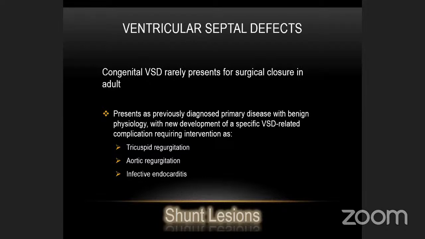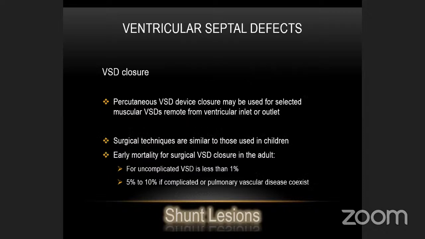Congenital ventricular septal defect rarely presents for surgical closure in adults. It presents as a previously diagnosed primary disease with benign physiology, or with the new development of a specific VSD-related complication requiring intervention, for example, tricuspid regurgitation, aortic regurgitation, or infective endocarditis. For VSD closure, percutaneous device closure may be used for selected muscular VSDs remote from the ventricular inlet or outlet. Surgical techniques are similar to those used in children.